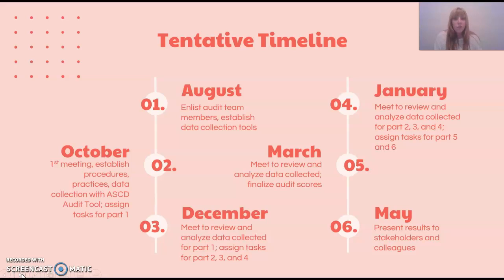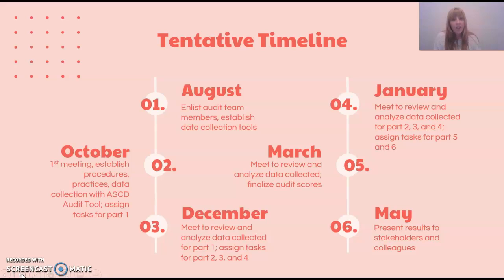In December, we would meet to review and analyze the data that we have collected for part 1, and then we would go into assigning tasks for the collection of parts 2, 3, and 4 because they all piggyback off of each other. In January, we would meet again and review and analyze the data that we collected for parts 2, 3, and 4, and then we would continue by assigning collection tasks for parts 5 and 6.